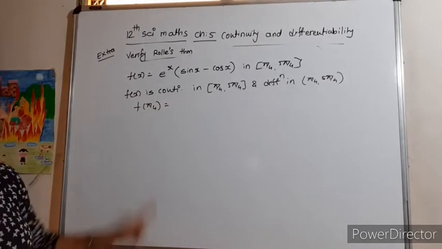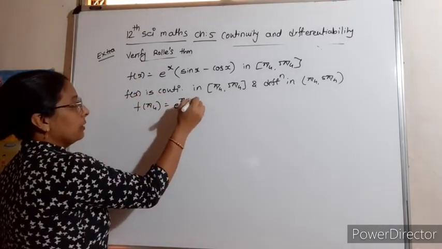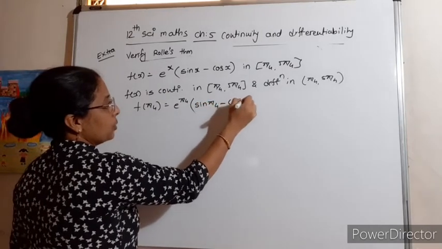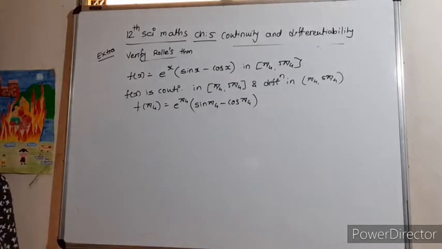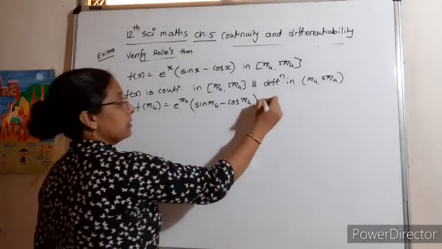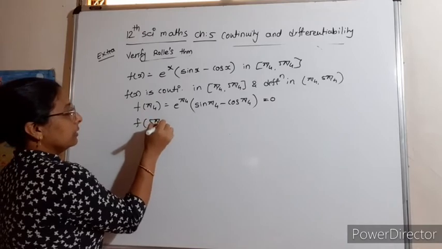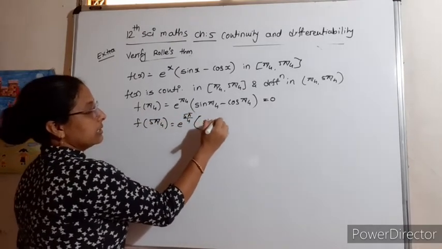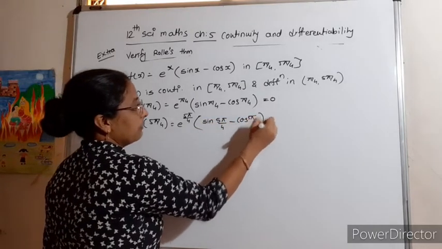Okay. Now, first of all, we'll check whether f of a is equal to f of b or not. So, f of pi by 4 is e raised to pi by 4 (sin pi by 4 minus cos pi by 4). But we know that the value of sin pi by 4 and cos pi by 4 is equal. So it becomes 0. We know that. Now f of 5 pi by 4, sin 5 pi by 4 minus cos 5 pi by 4.